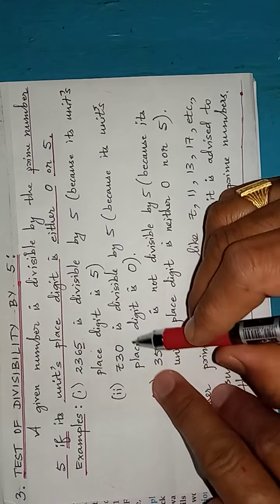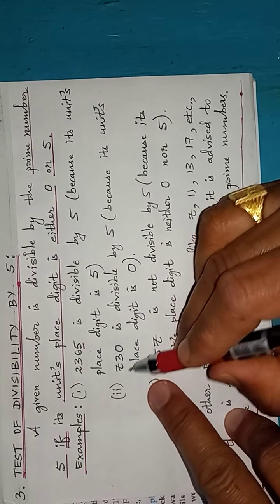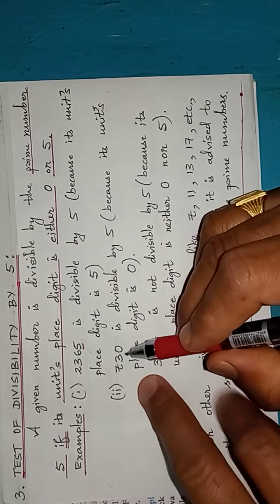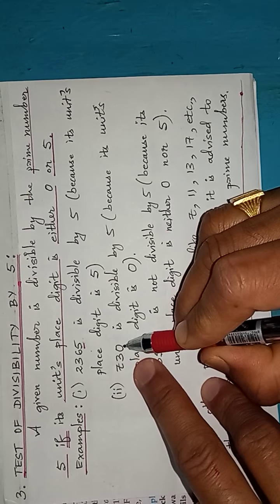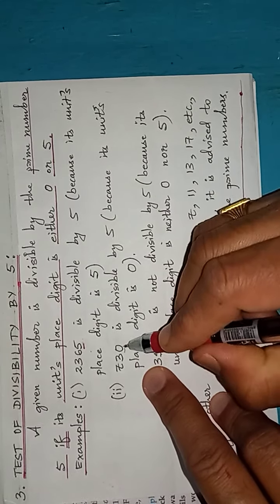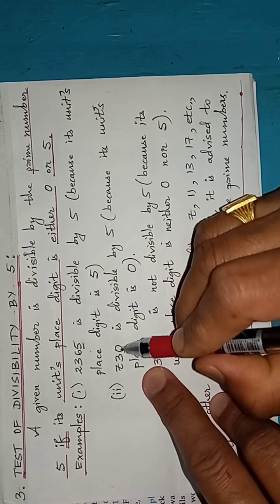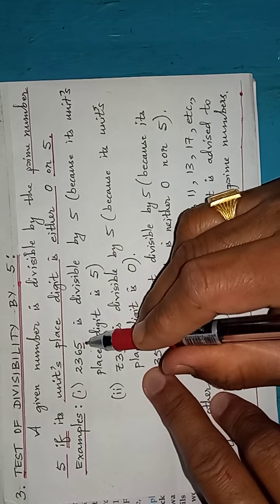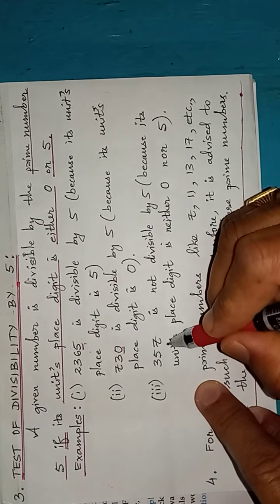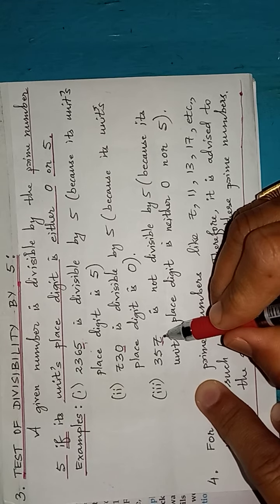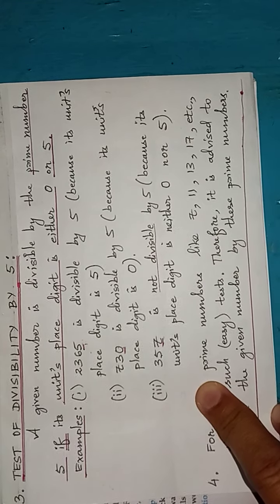Look, in the second example, 730. Suppose I give you the number 730, and you want to test whether you can divide this number by 5. Then it's simple. See, the unit is 0, and a number is divisible by 5 if the unit is either 0 or 5. So yes, in these two examples, the numbers are divisible by 5 because the unit digit is either 0 or 5. But in the third example, I've taken unit digit 7. It is neither 0 nor 5, therefore it is not divisible by 5.